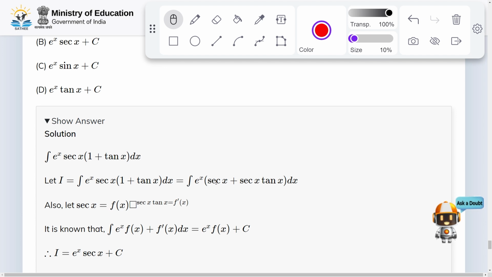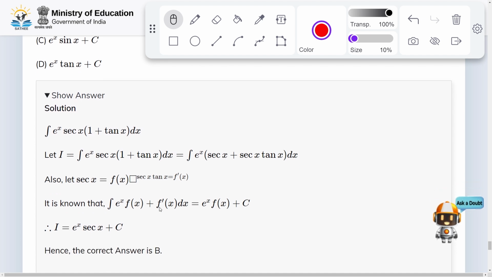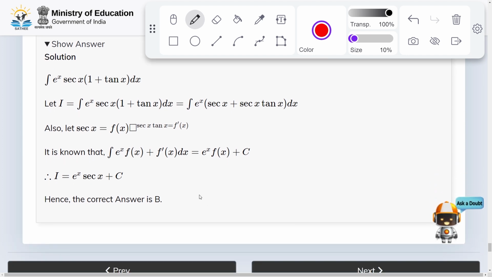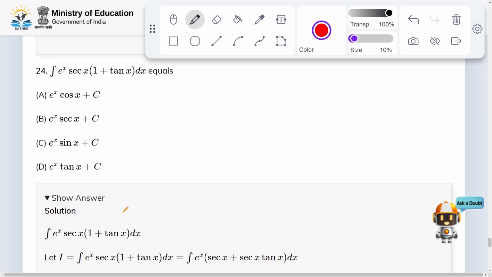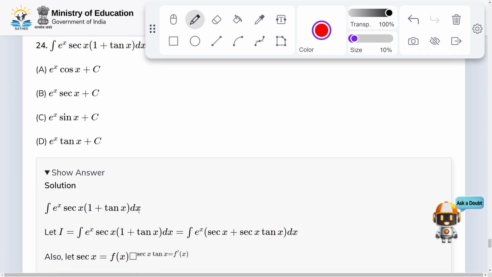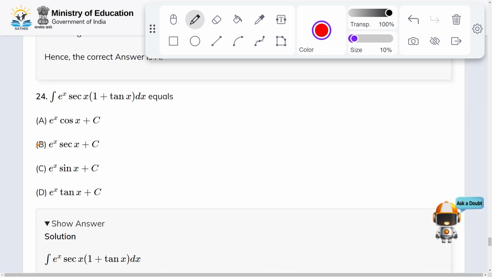Now take f of x is equal to sec x, and this gives you f prime of x as sec x tan x. So this is of the form e to the x f of x plus e to the x f prime of x. So this answer will be e to the x f of x plus some constant. So this gives you the integral I is equal to e to the x sec x plus some constant. So option B will be your correct option.